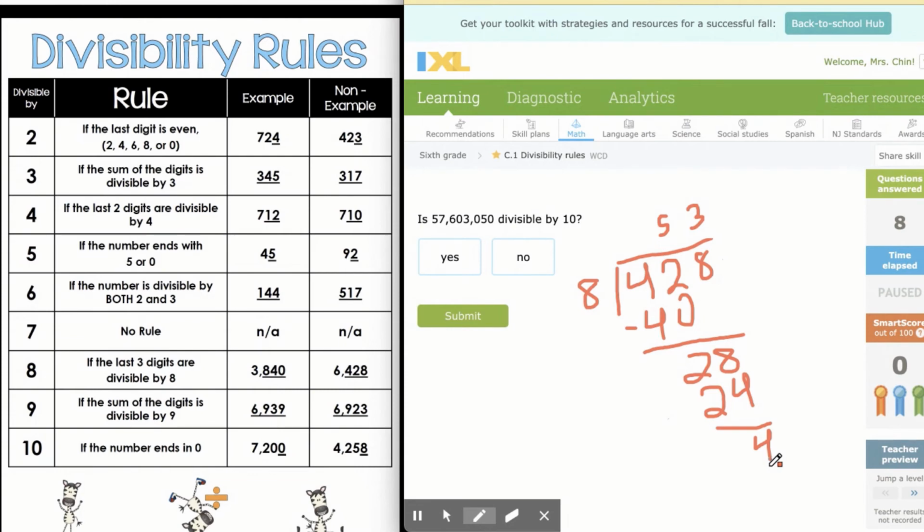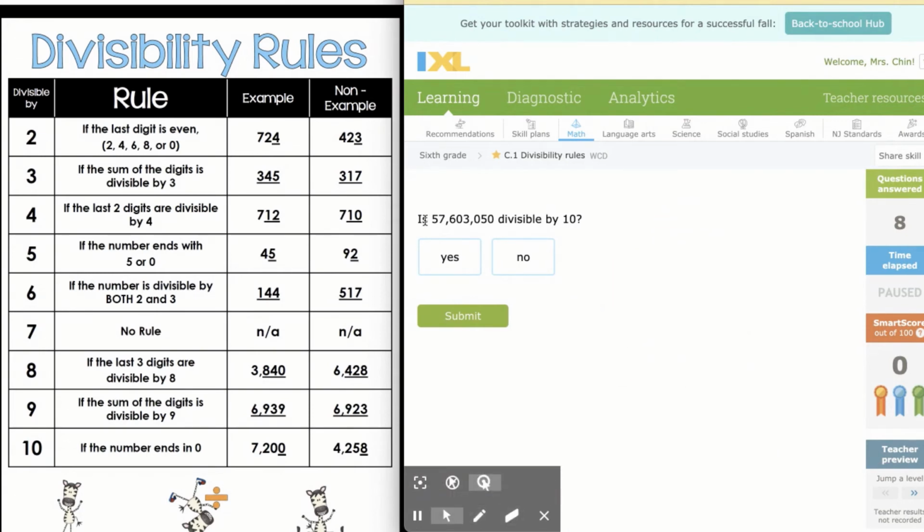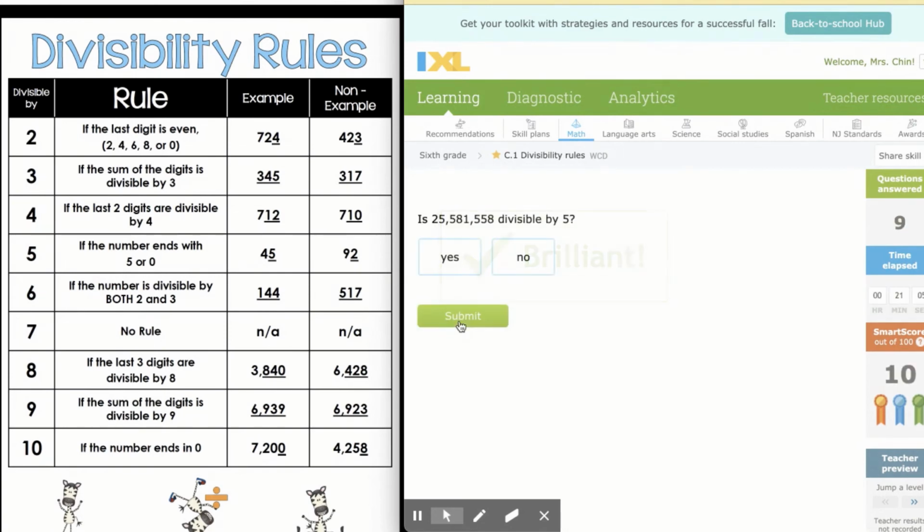So those are all the divisibility rules. So let's now apply them on this IXL assignment. So first question on IXL C1, divisibility rules, is this ginormous number, 57,603,050, divisible by 10? Please do not be alarmed when you see these huge numbers, because when you use these rules, they're really easy. For example, they're asking about if it's divisible by 10. The rule was if the number ends in 0, it's divisible by 10. This ends in a 0, so yes, that number is divisible by 10.